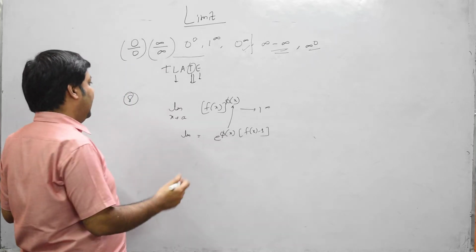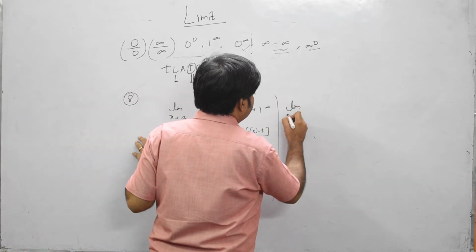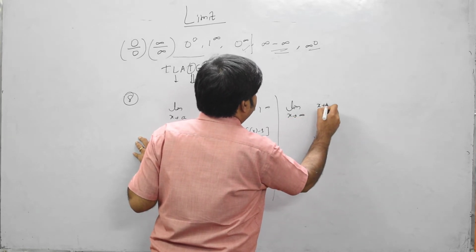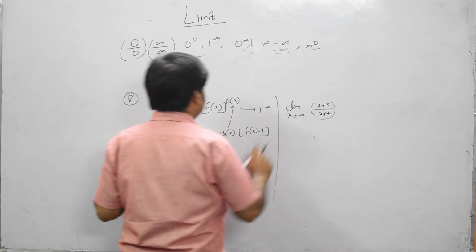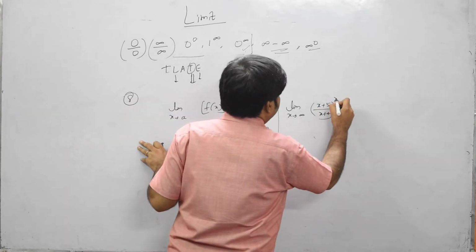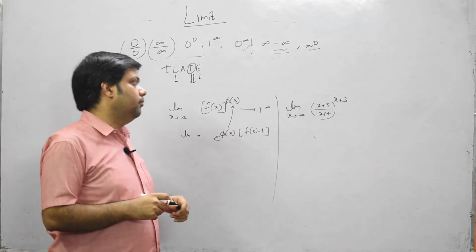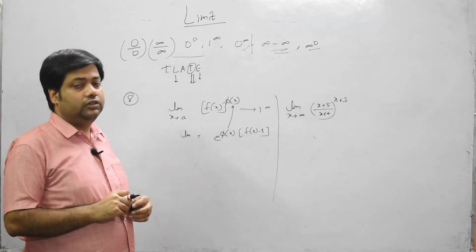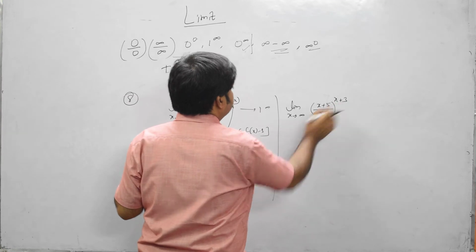So let's take up a problem where we can actually try this. Limit extending to infinity, (x plus 5) by (x plus 4) to the power x plus 3. So this becomes 1 to the power infinity. This is a very, very popular form of question for all the exams here, so we must discuss it. So this becomes 1 and this becomes infinity.